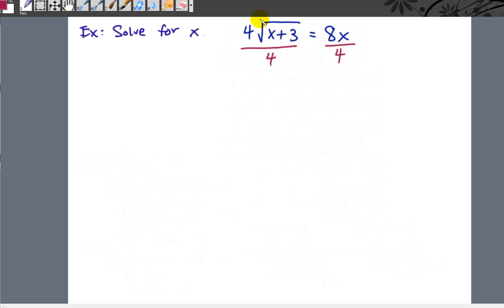If it helps, replace this with a variable, like a y or a z. When you're trying to solve for x, basically what you want to do is isolate that radical, so you want to get rid of the 4. So what we can do is cancel.